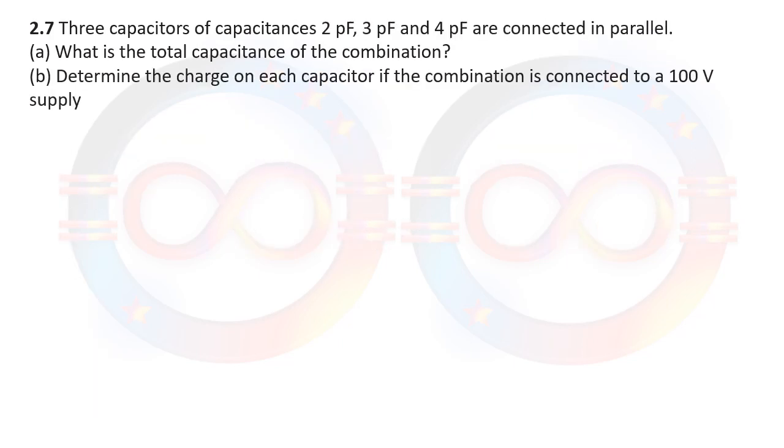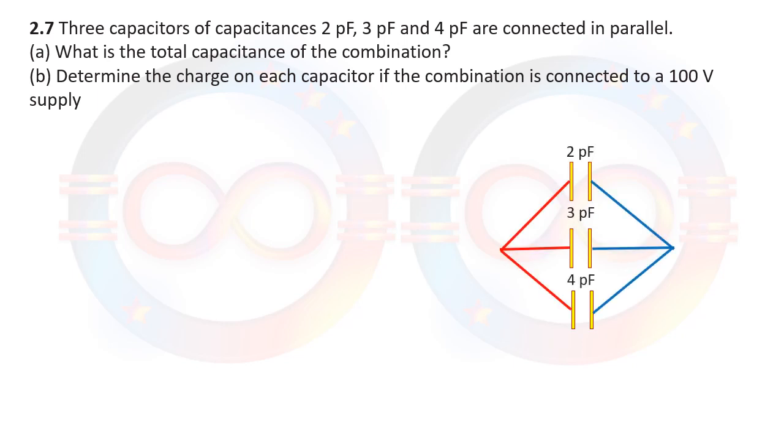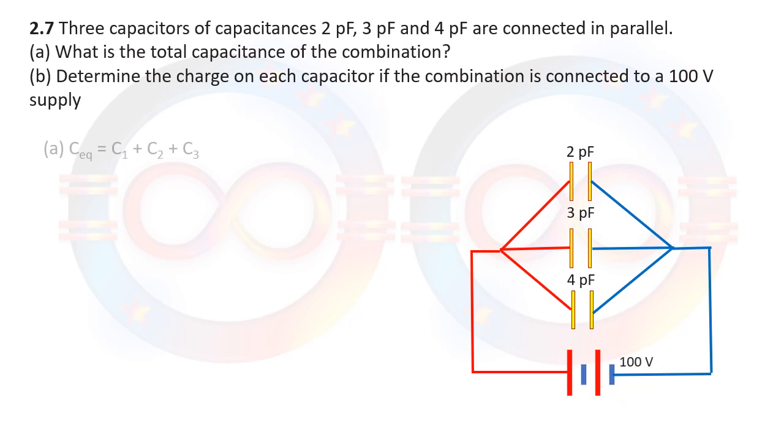Now question number 7 is saying that 3 capacitors are connected in parallel, having values 2, 3, 4. The voltage supply is 100 volt. What is the total capacitance of the combination? What is the equivalent capacitor? You know the formula, algebraic sum. If you add, it is 9 picofarad.